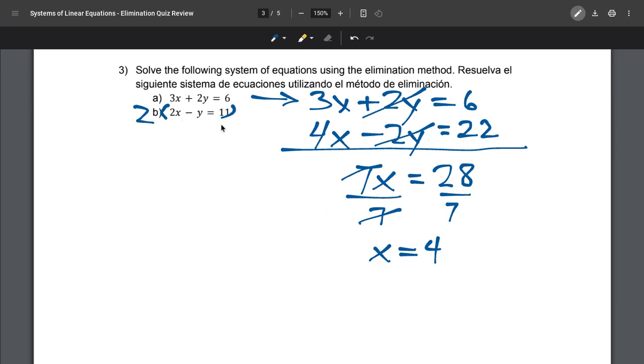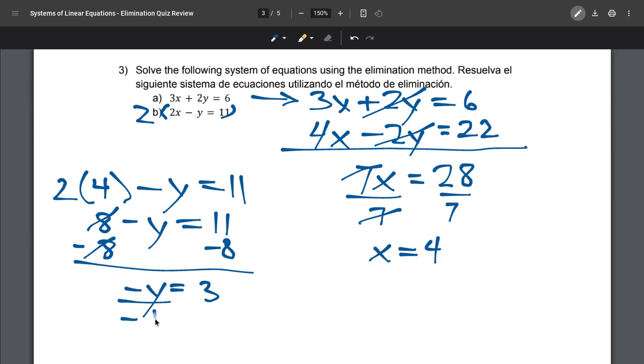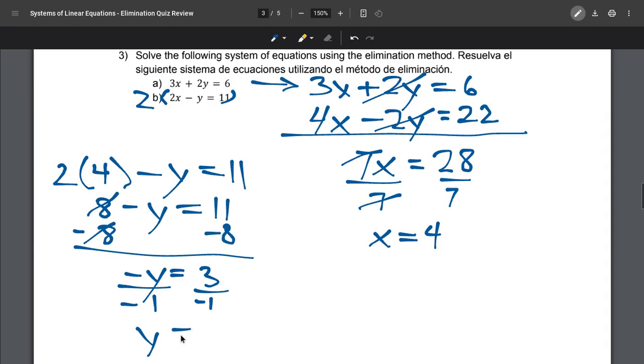All right, now let's take one of the equations. Let's take the bottom one. We'll do 2 times, instead of x, 2 times 4 minus y equals 11. 2 times 4 is 8. So we have 8 minus y equals 11. Subtract 8 from both sides. We'll get the 8's canceling here. We have minus y equals 3. Divide both sides by -1 because we want to get positive y. So y is going to equal -3.